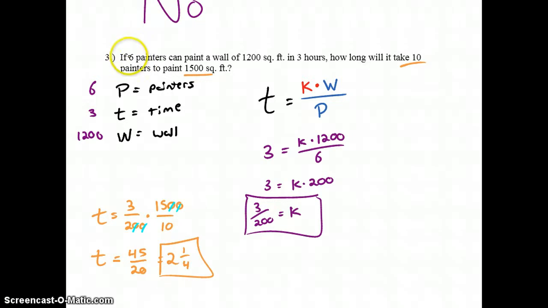Let's see, 6 painters, 1,200 square feet. You're almost doubling the number of painters, and you're taking just a little bit more of the square feet. Should take you a little bit less than 3 hours. This seems pretty reasonable to me. I think we've done everything right.